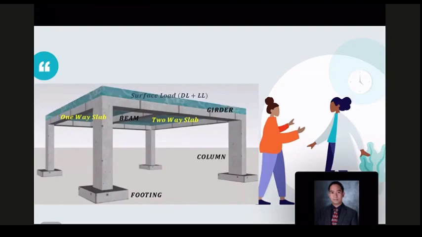Then we have the columns and then the footing, wherein the stresses of the building will be transmitted to the soil beneath the footing. So, yun ang gamit ng footing. Yung stresses ng surface load papasa sa beam, saka sa mga girder, and then yung stresses ng beam and girder, ipapasa naman niya sa column. Yung column naman ang magpapasa sa footing, yung footing naman ang magpapasa dun sa soil. So, this is a typical structural element of the building frame.